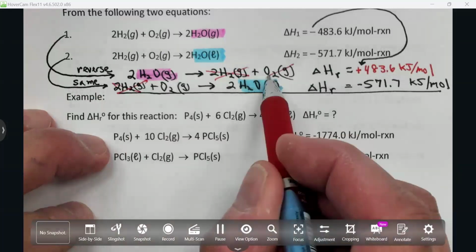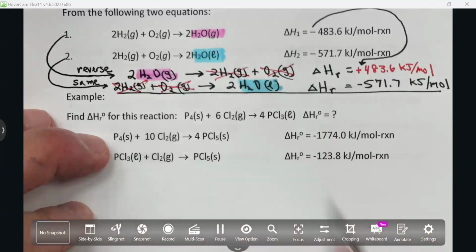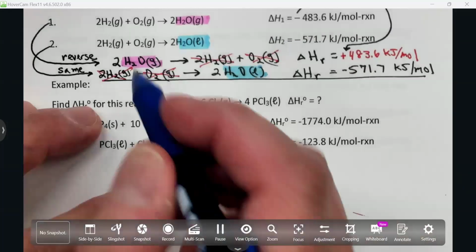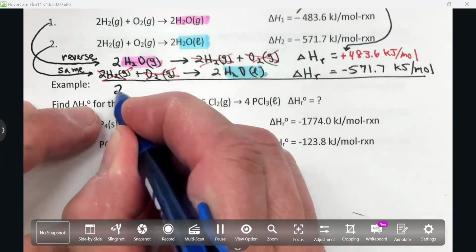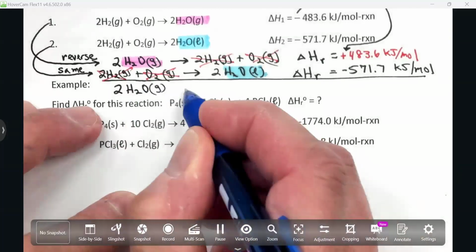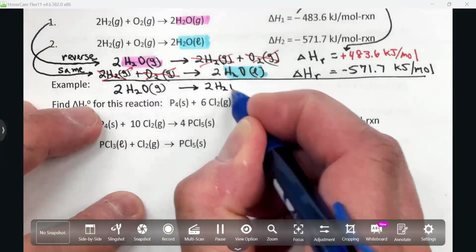And I've got O2 gas on the product side here. And I've got O2 gas on the reactant side here. So when I add them together, it's kind of like doing net ionic reactions. 2 H2O gas to 2 H2O liquid.